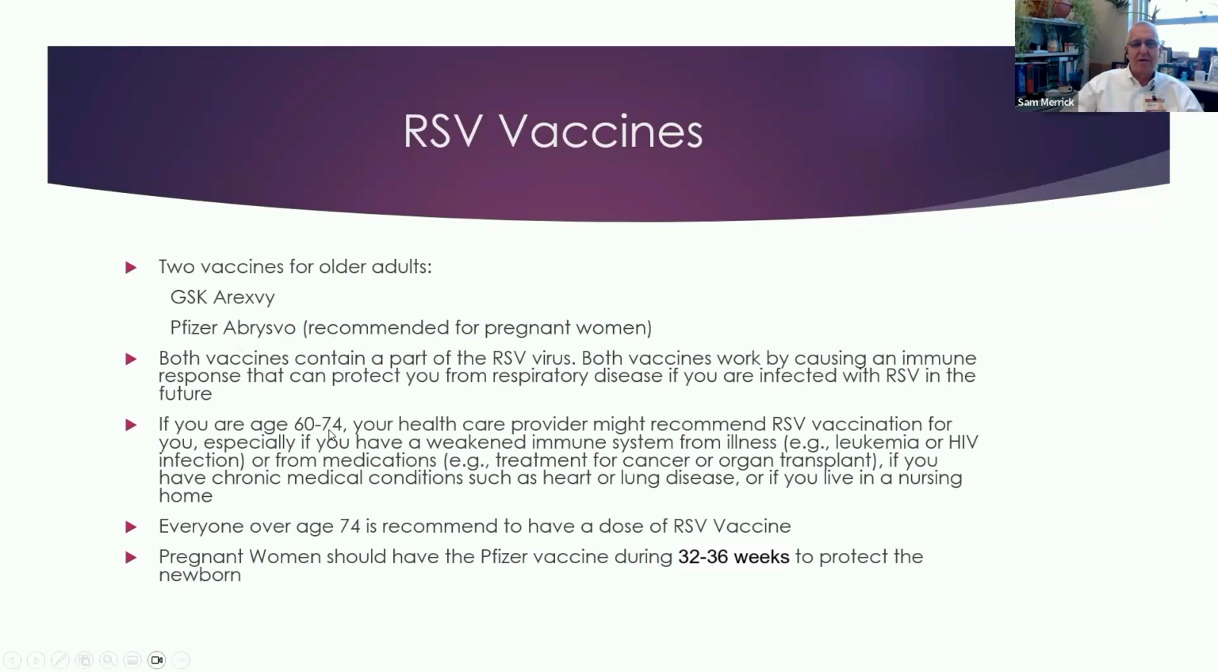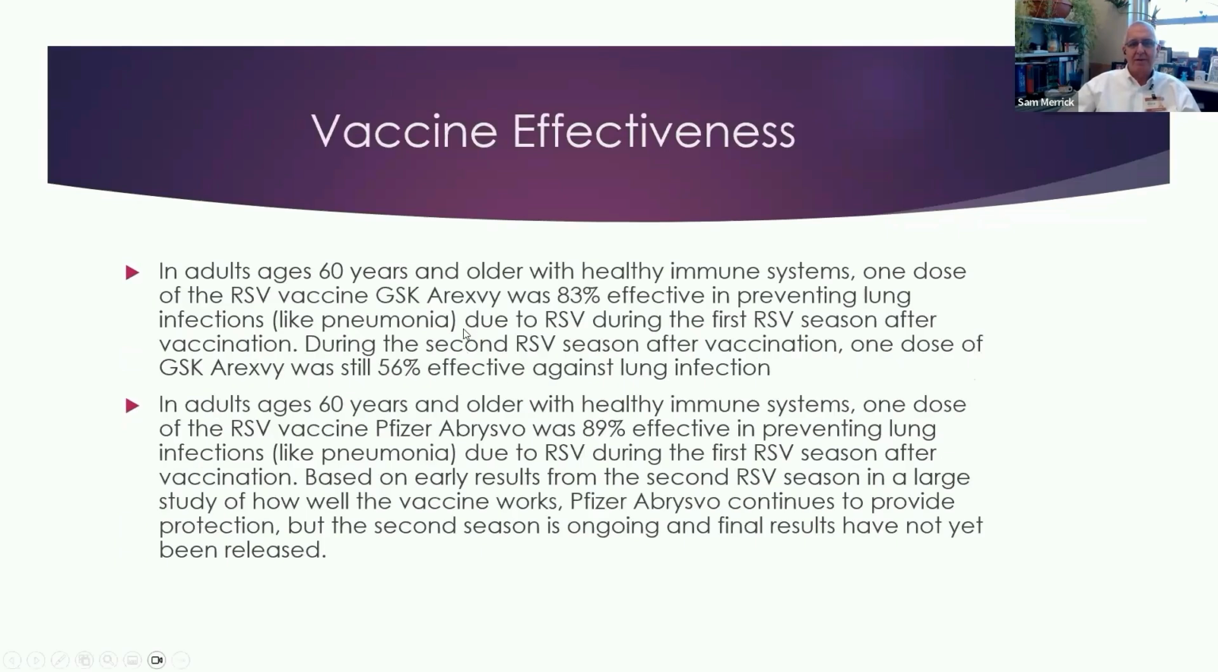And so the recommendations now, if you're 60 to 74 and have a weakened immune system from other illnesses such as leukemia, HIV, or you have underlying lung disease, COPD or asthma, or if you're in a nursing home, it's probably a good idea to get it. But everyone over age 74 is recommended to have one dose of the vaccine. And pregnant women should get it between weeks 32 and 36 of pregnancy. They're pretty effective, up to 83% effective. In the studies during the second season, they were still fairly effective, and the same for the other vaccine.